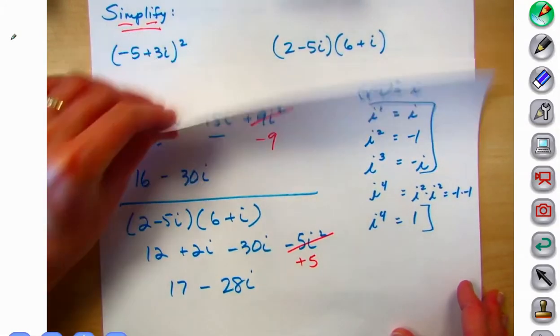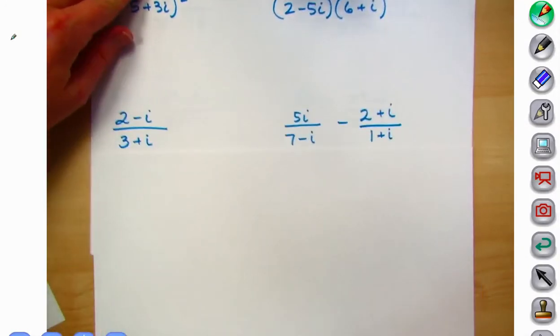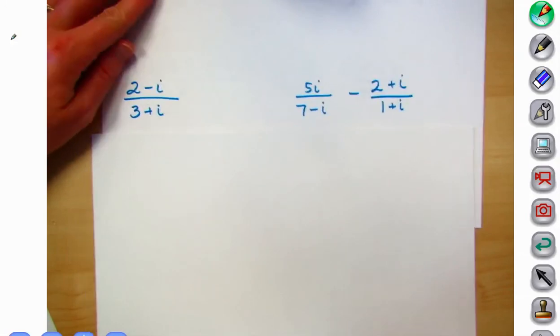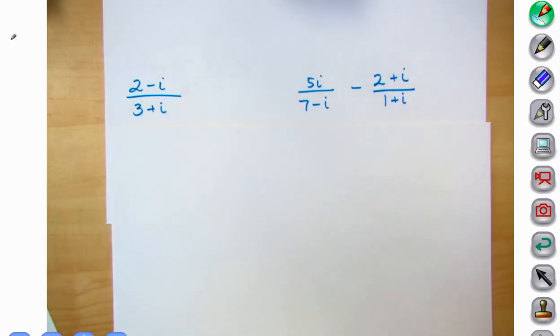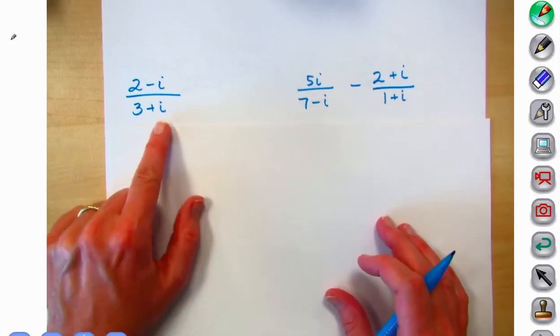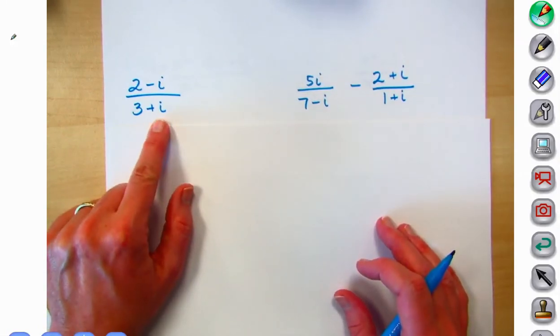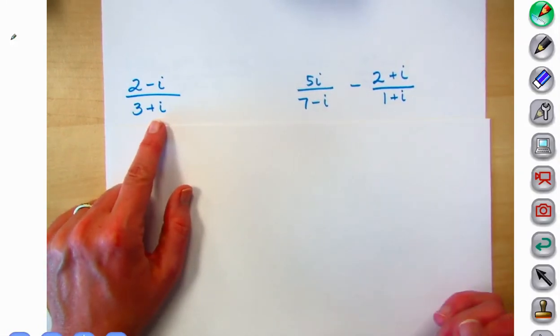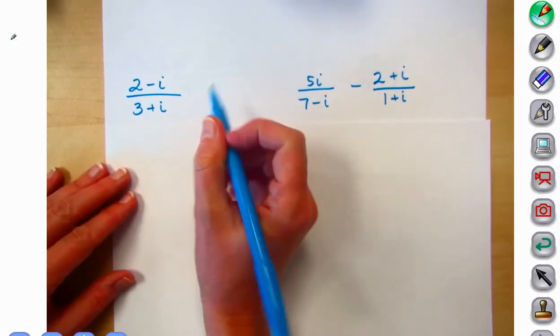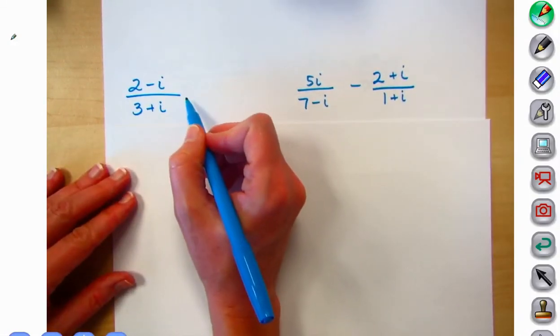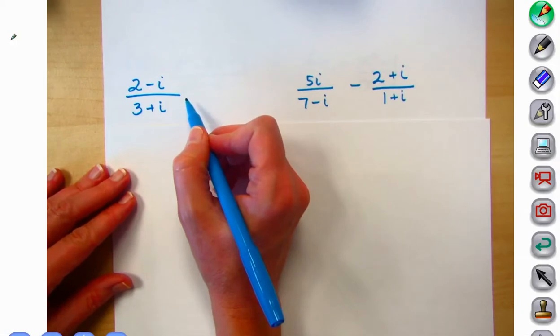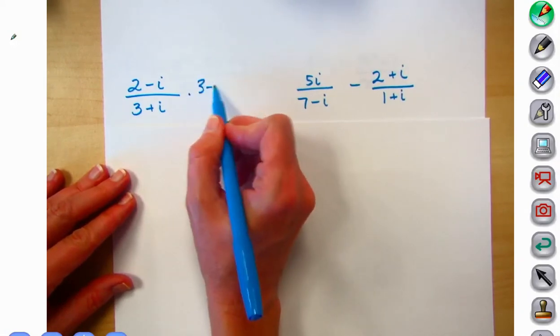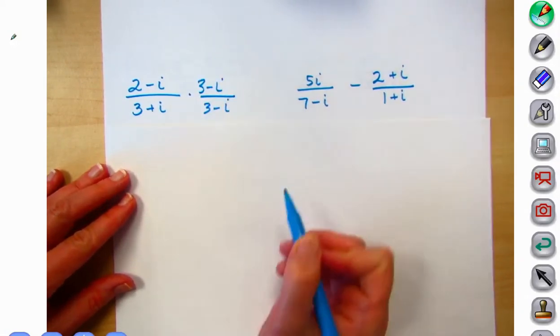Now, we're going to have complex numbers that we need to simplify at times. And since i, by definition, is the square root of -1, this particular fraction has an irrational denominator, so we need to rationalize it. So let's multiply by what? The conjugate, 3 minus i, exactly. So 3 minus i over 3 minus i.